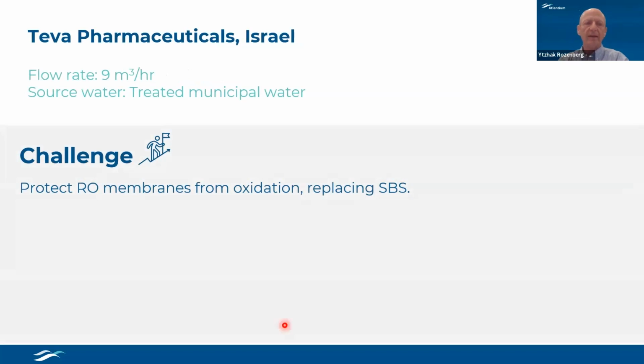Switching to another case study, it's Teva Pharmaceutical. They are getting municipal water with the free chlorine coming from the municipality. The flow rate is 9 cubic meters per hour. And the challenge over there was replacing SBS.